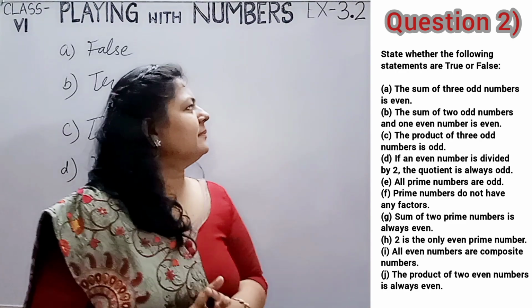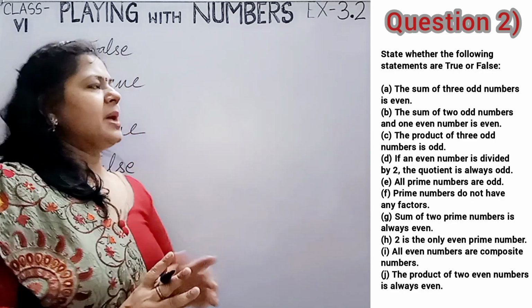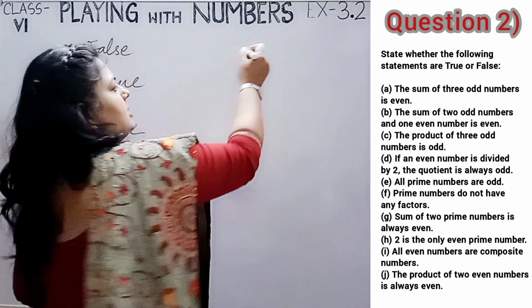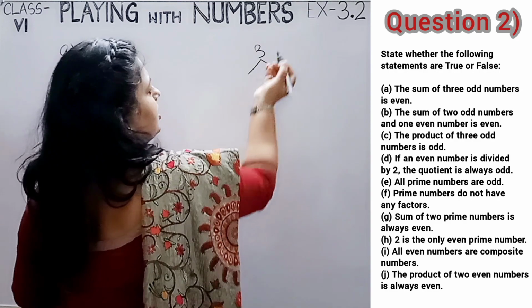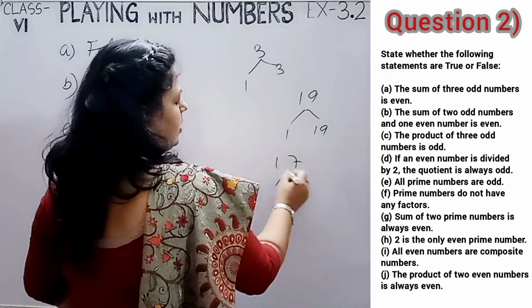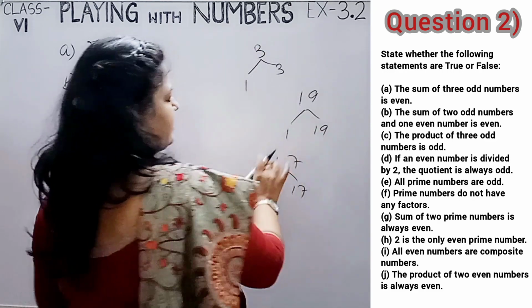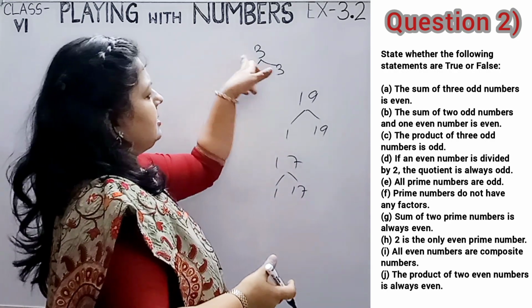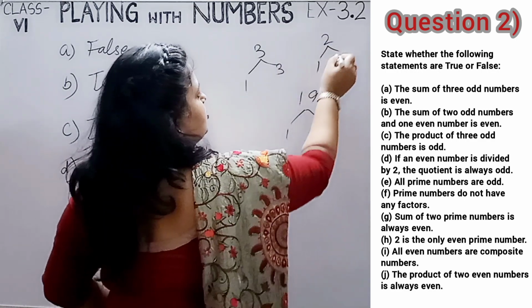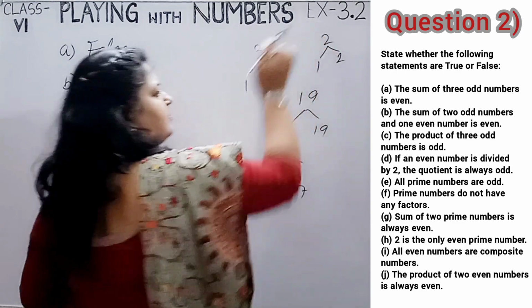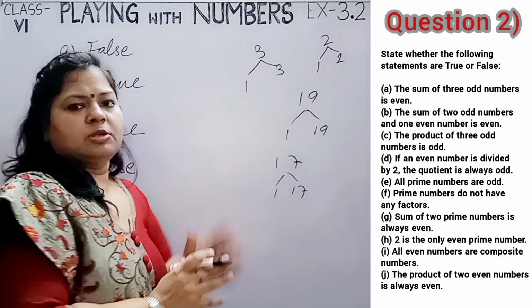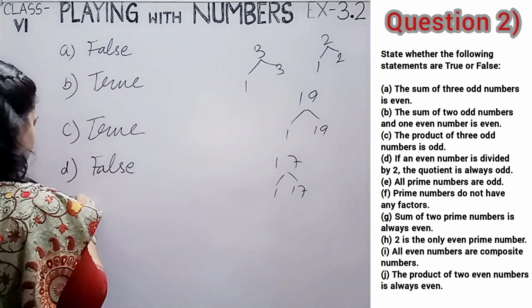E part, all prime numbers are odd. So here, what is prime number? Prime number which has only 2 factors, 1 and number itself. For example, 3 is prime number. It has only 2 factors, 1 and 3. 19, 1 and 19. 17, 1 and 17. So these 3, 19, 17 are prime number, and you can see that 3, 19, 17 are odd number also. But what about 2? 2 has only 2 factors, the 1 and 2. So and 2 is even number. So the statement is false, because all prime numbers are not only odd, because 2 is also even number. So here statement is false.